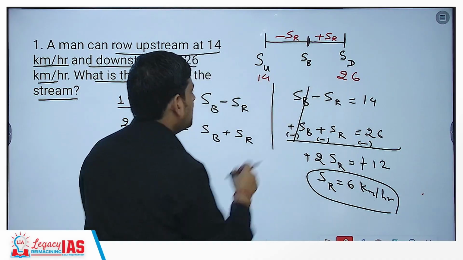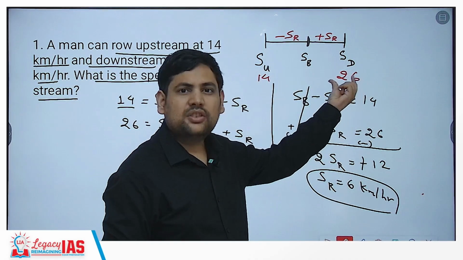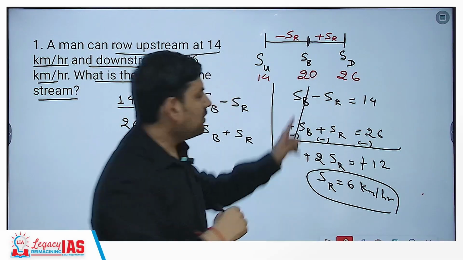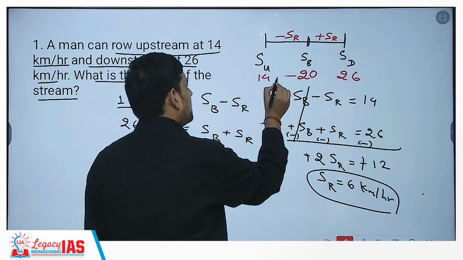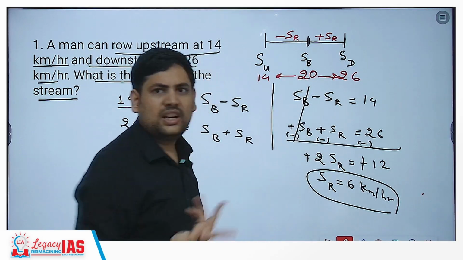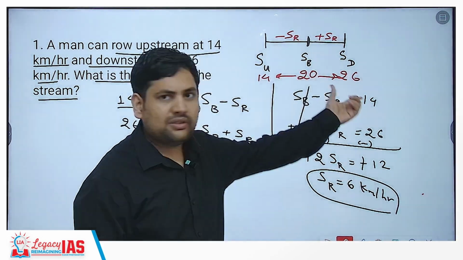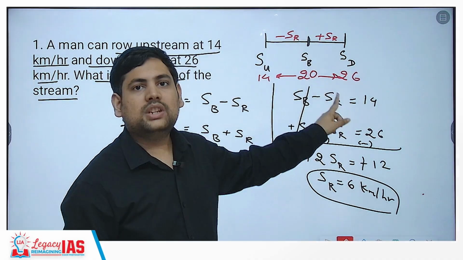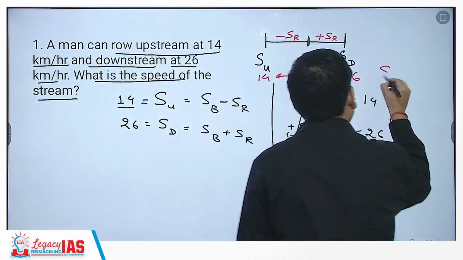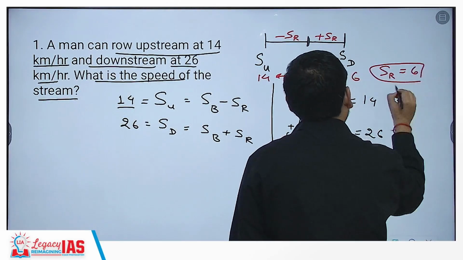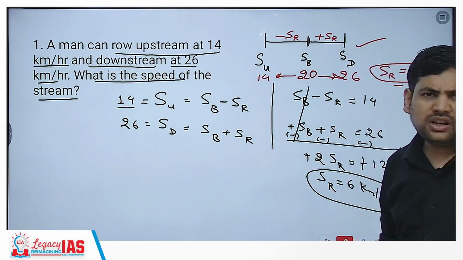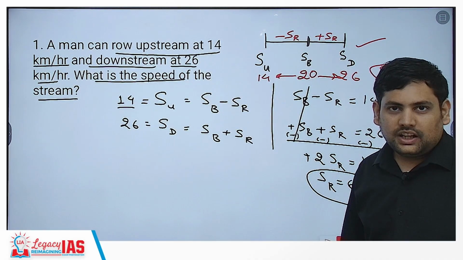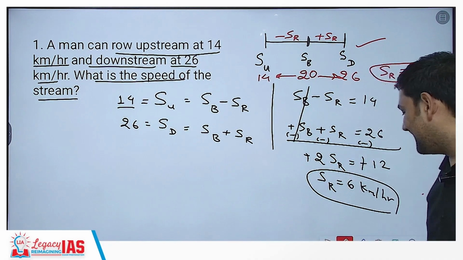What is the average? 14 plus 26, so it is 30 plus 40. 40 divided by 2. This becomes 20. Now you look in any direction, whatever is the difference is actually speed of river. So 20 to 26, what is the difference? 6. 14 to 20, what is the difference? 6. In both cases you are getting 6, which is the speed of river. So using this diagram you can do it much faster and much more intuitively. Understood? Okay, then next.